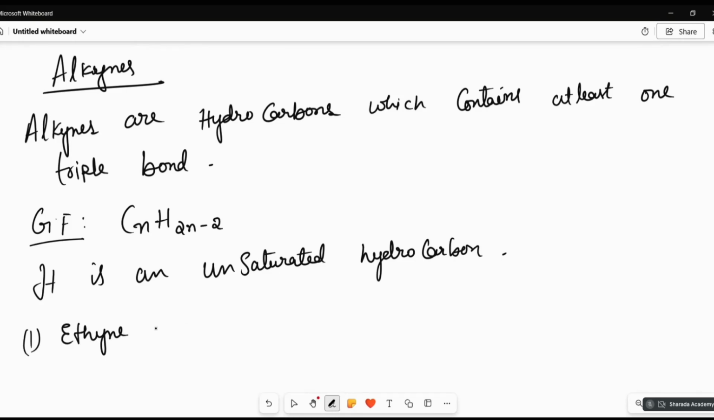Ethyne will be what? C2. C, 2 carbons, triple bond. 1 H here, 1 H here. 3 bonds plus 1, 4. That's all.